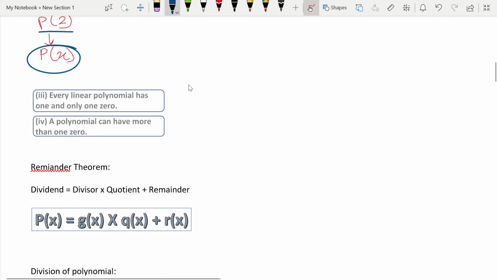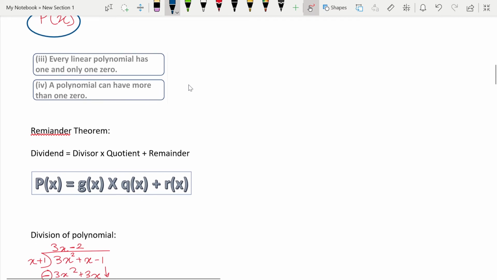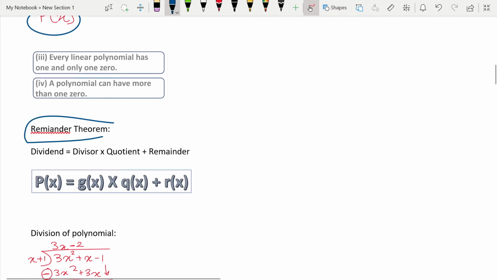Now every linear polynomial has one and only one zero. A linear polynomial means that 1 is the highest degree. A polynomial can have more than one zero, meaning x can equal 2 numbers or more that can make the whole polynomial 0. Remainder theorem. What's the remainder theorem?